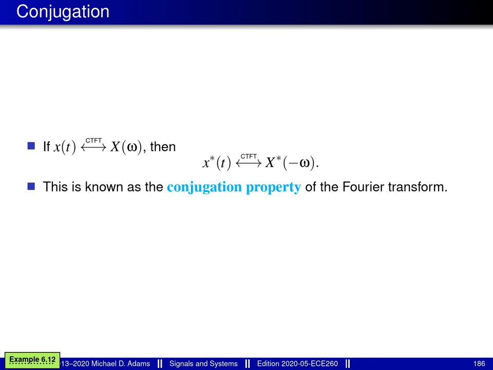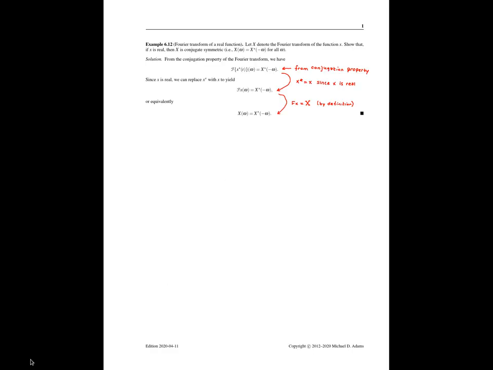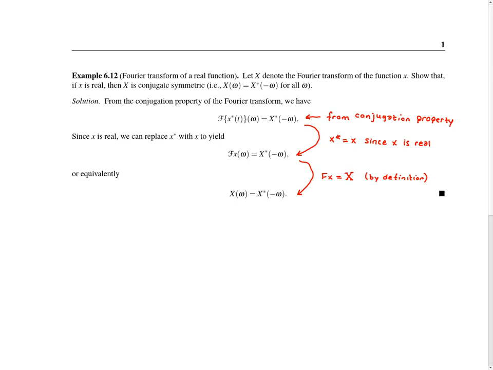Now I'd like to consider an example to illustrate how we can make use of the conjugation property. And in particular, I'd like to consider example 6.12. In this example, we're asked to prove a particular property of the Fourier transform. In particular, we're asked to show that if the function little x is real valued, then its Fourier transform big X is conjugate symmetric. In other words, big X satisfies a relationship of this form here that's highlighted.